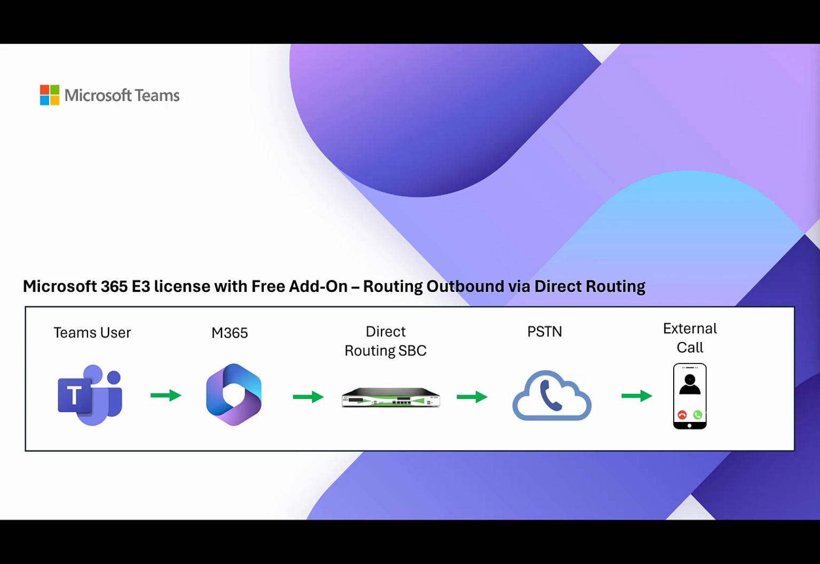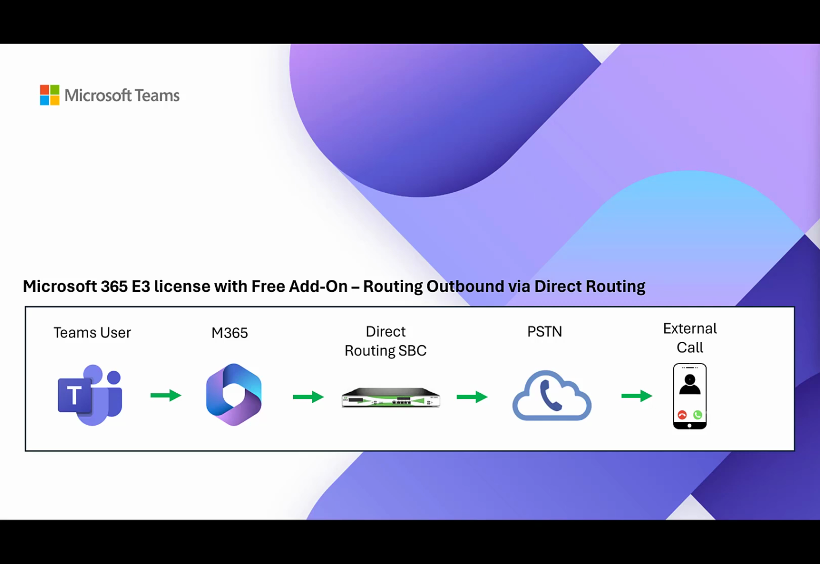The diagram explains how this works. From a Teams user point of view, the call ends up in the conferencing service inside of M365. It then goes out via your on-premises or hosted direct routing SBCs, and then out your SIP trunk, or ISDN if you're still using that, to the PSTN, and we'll place an external call. The benefit of this, of course, is you're using your direct routing SIP trunk capabilities as opposed to using the audio conferencing service.